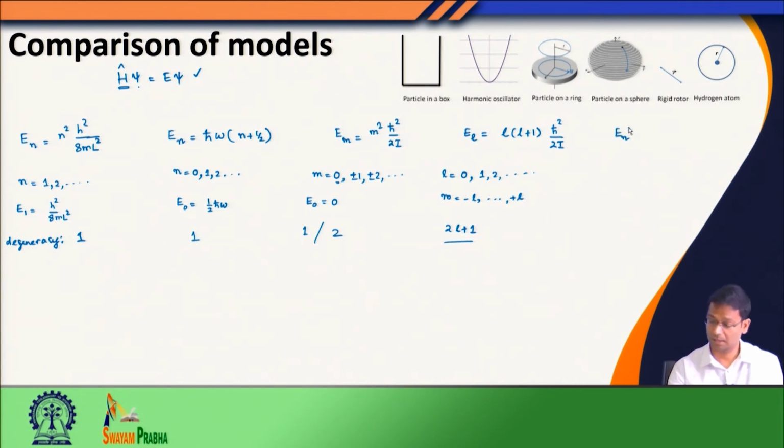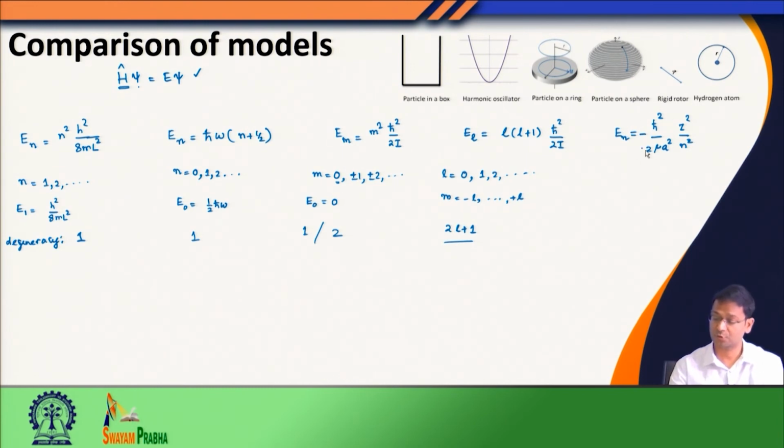Then we come to the final problem, the hydrogen atom problem. So, the hydrogen atom's solution turned out to be where mu is the reduced mass of the system, which is equivalent to the mass of the electron. a is the Bohr radius, which is a constant.